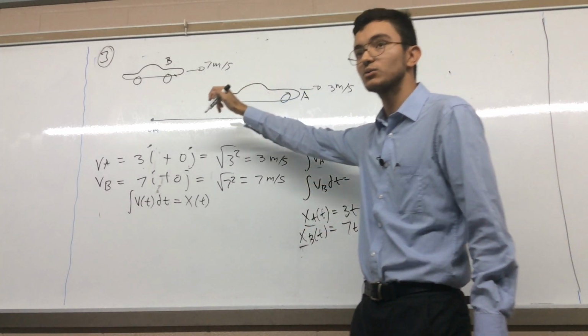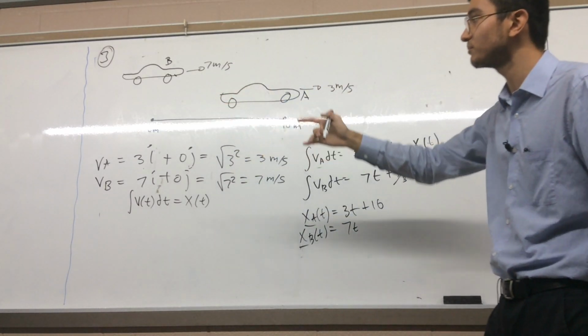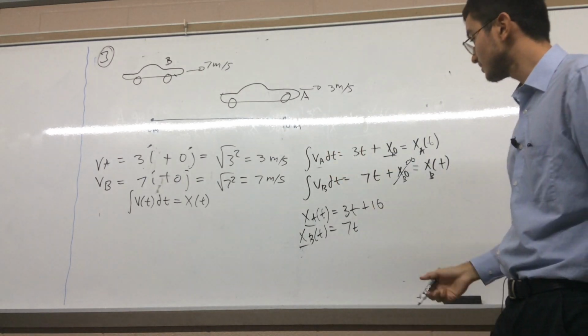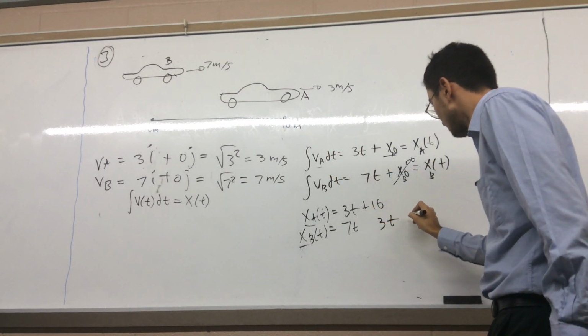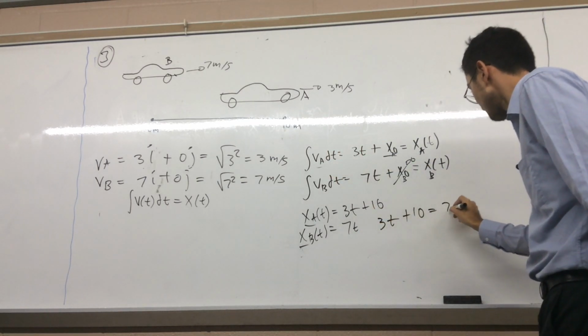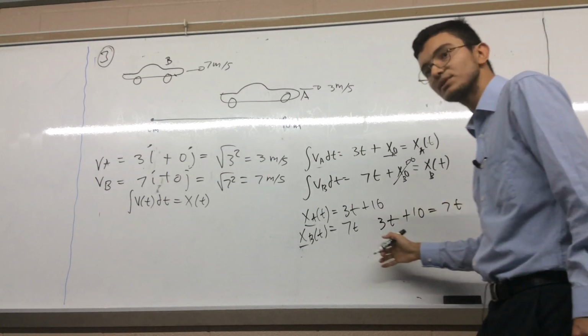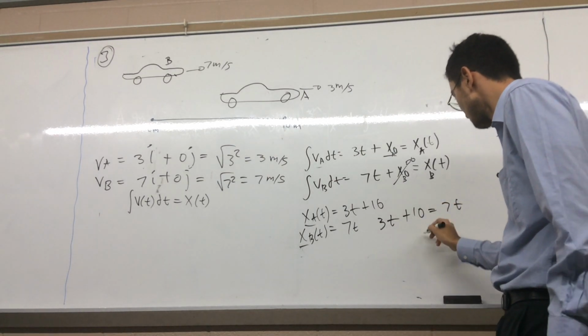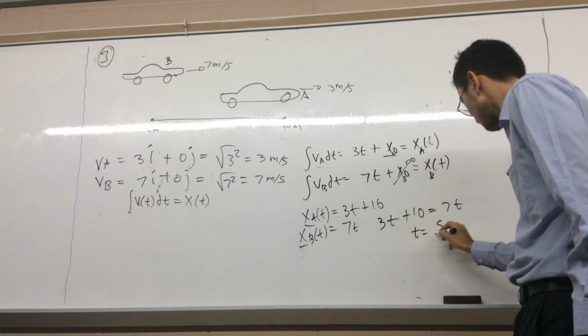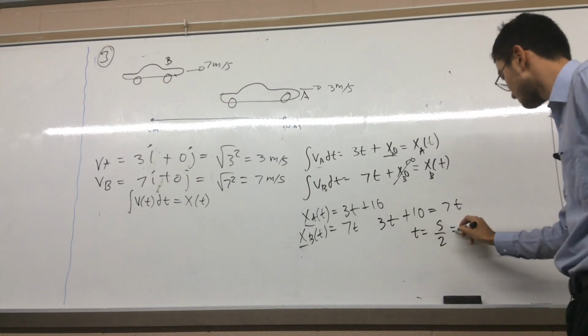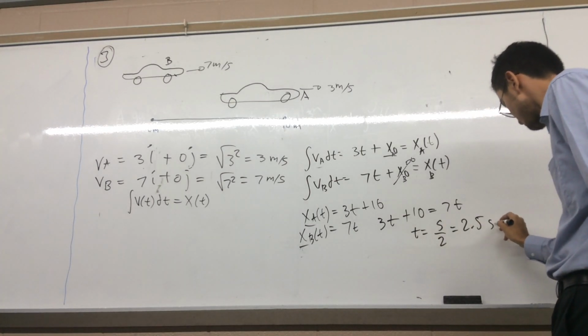So we want to find out when these two catch up, when B catches up with A. So if we do 3t plus 10 is equal to 7t, we just solve this equation over here. So t is equal to 5 over 2, which is 2.5 seconds.